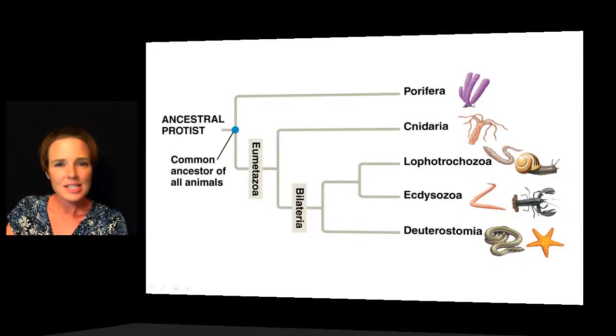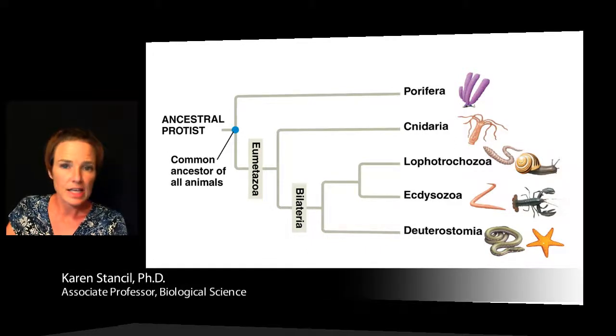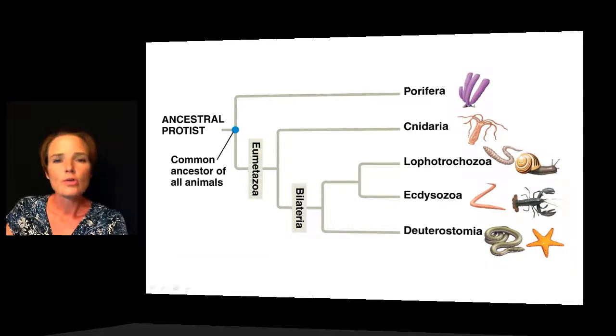If we take a look at this animal phylogenetic tree, we want to remind ourselves that the animal group is going to be monophyletic. So we have a single ancestral protist, which is thought to have been a flagellated protist, that gave rise to all of the different animal phyla. We've talked about the invertebrates, and now in this chapter we're going to focus on the vertebrates.